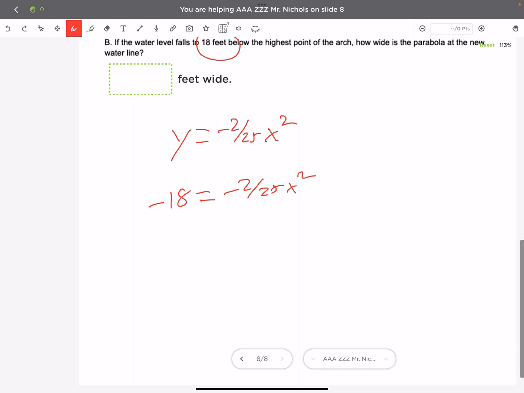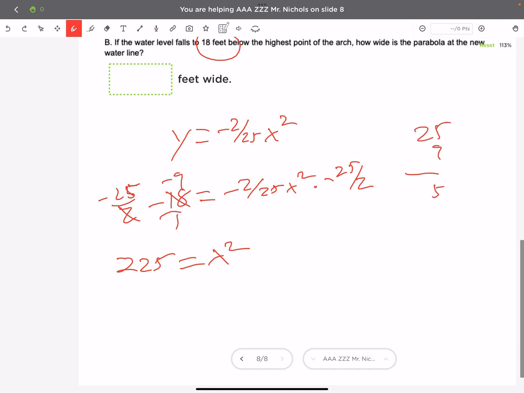And I solve for x squared. So I multiply by -25/2 on both sides. 18 divided by 2, that just becomes -9. -9 times -25 is just 225, so 225 is equal to x squared. If you just do 25 times 9, 9 times 5 is 45, and 9 times 20 is 180, so that gives 225.